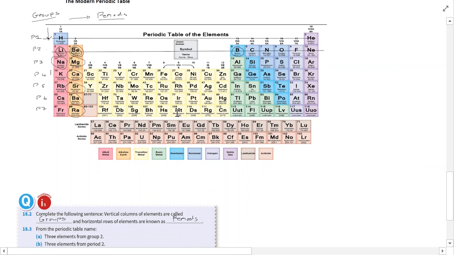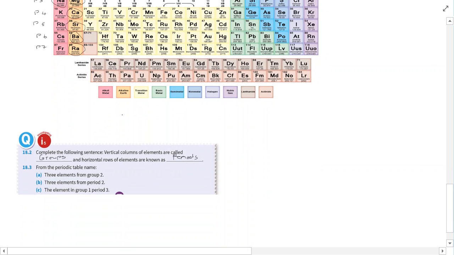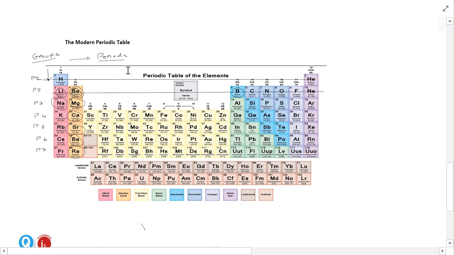So it's just a short video to introduce what we mean by periods and what we mean by groups. When you look at the periodic table, it's very important that if someone asks you for an element in group 1, you know that this is group 1 and these are the elements of group 1. The same goes if somebody asks what the elements in period 1 are: you're able to look across horizontally and see these are the elements in period 1.